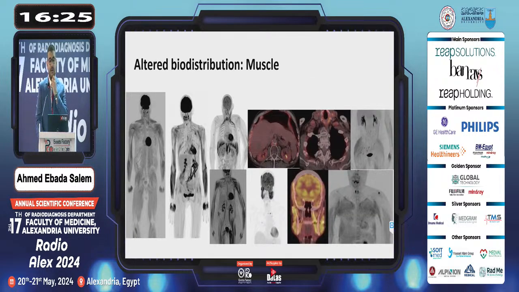So those are different cases where there's altered biodistribution of the FDG. The first image here is a diabetic patient. There's increased endogenous insulin stimulation leading to FDG trapping in the muscle and the heart. The other images are also seen due to altered biodistribution, but due to different causes.